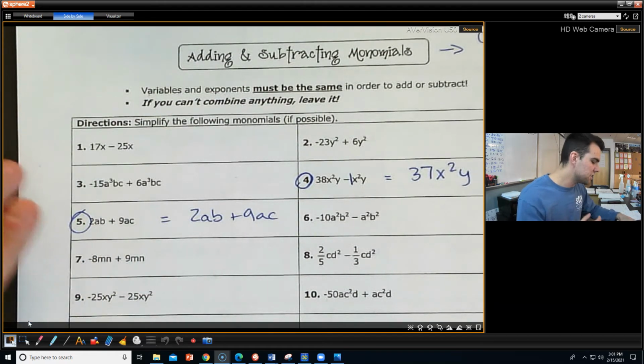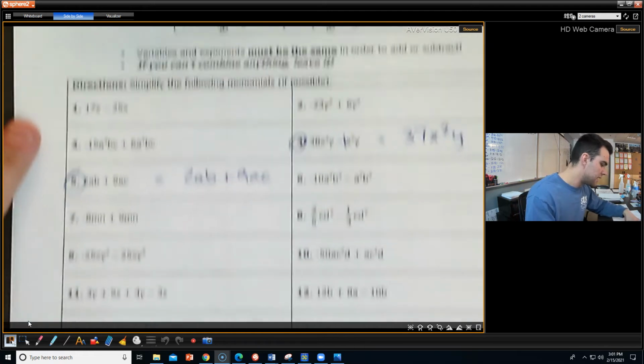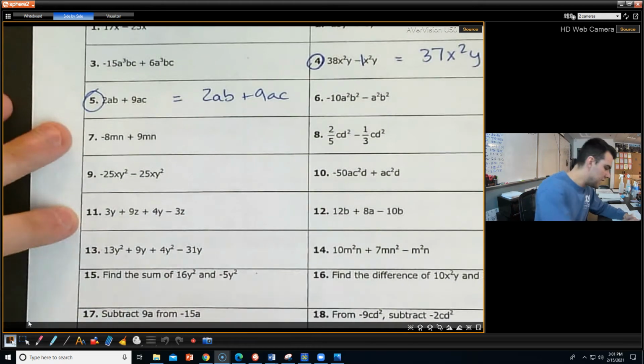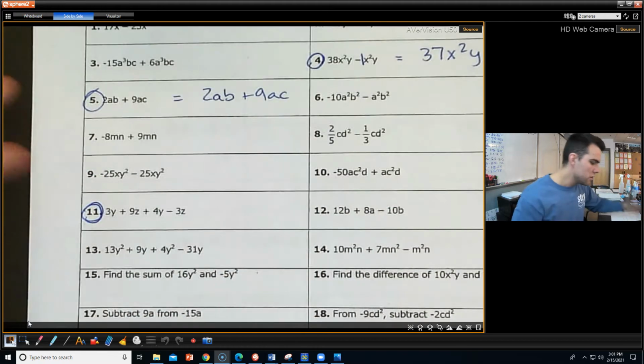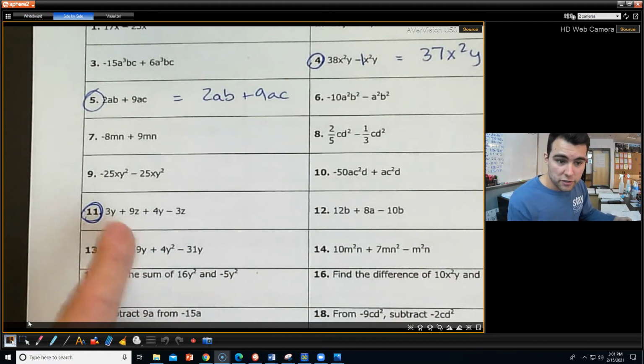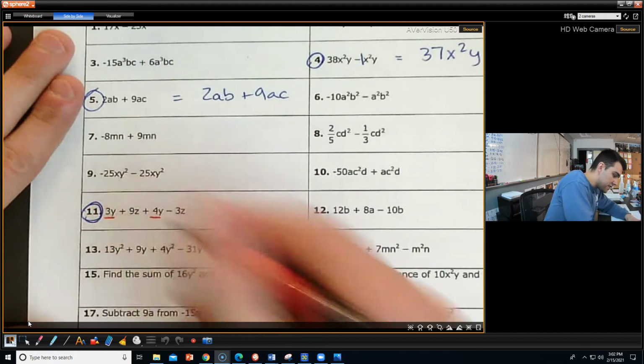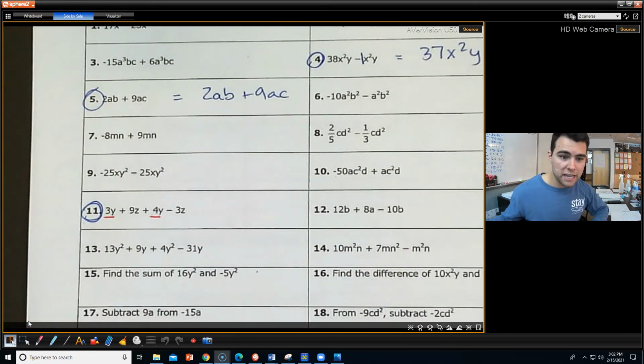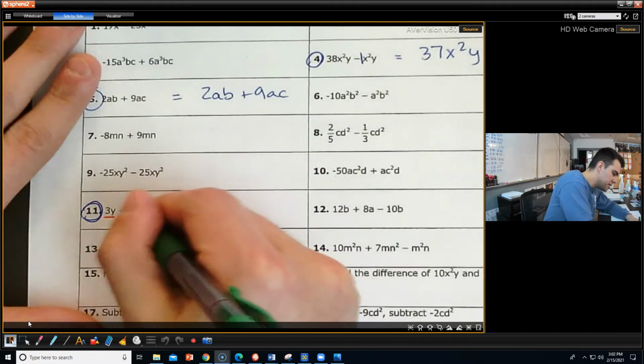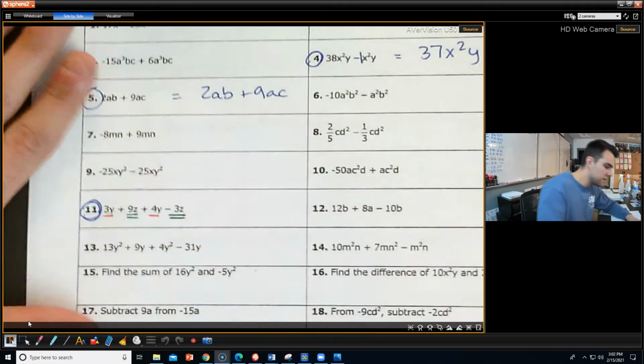All right, now let's see something where there's a lot more stuff going on. Let's look at like number 11 right here. We got this expression right here. Now, once again, we have some terms that have y in them, like 3y and 4y. That's great. We also have some terms that have z in them. We have 9z and minus 3z.